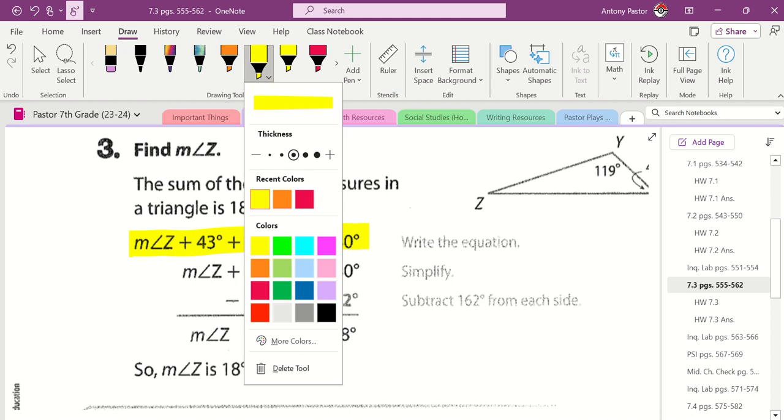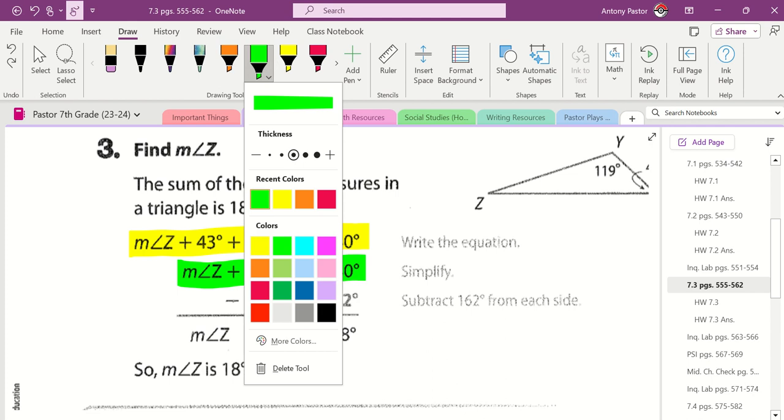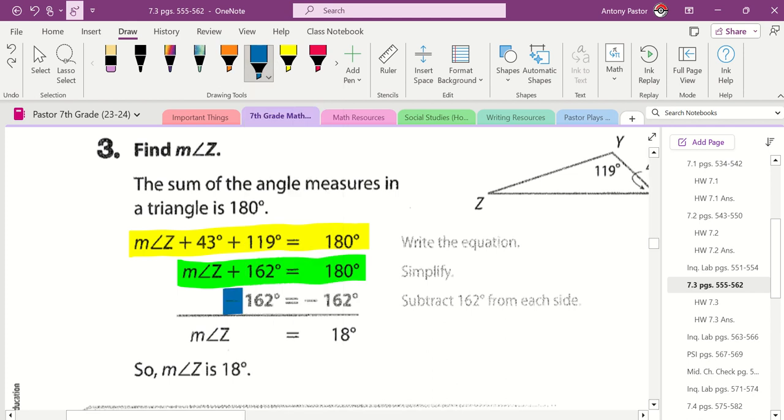Step number 2, combine 2 of those sides. These 2 right here were combined to make 162. Step 3 is to remove the constant from both sides, and that will give you what your variable equals.